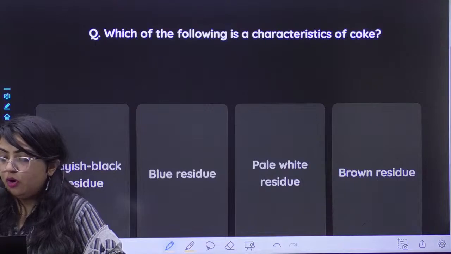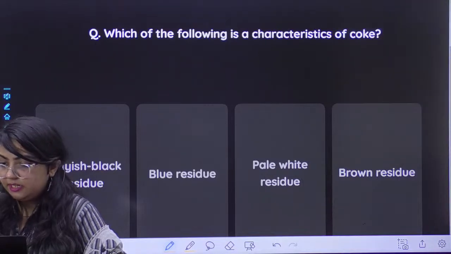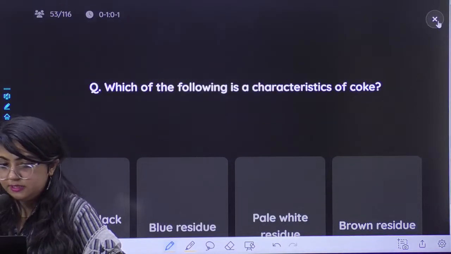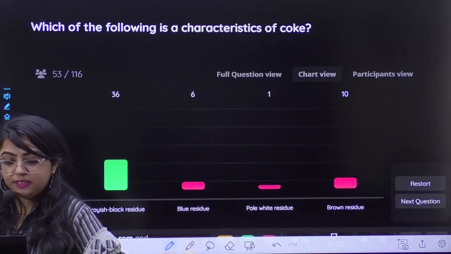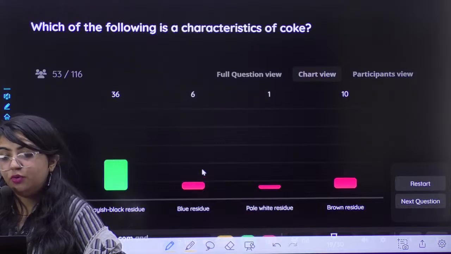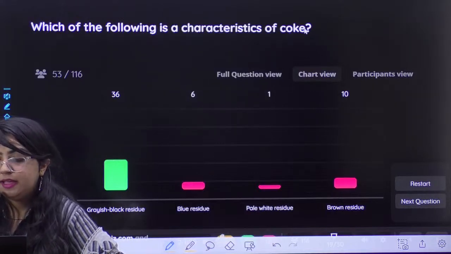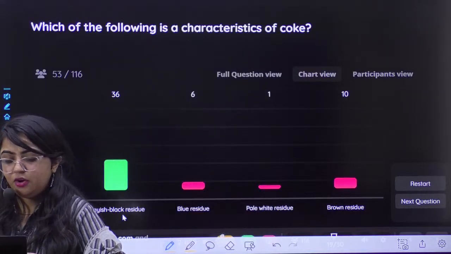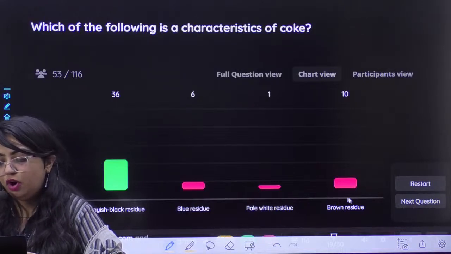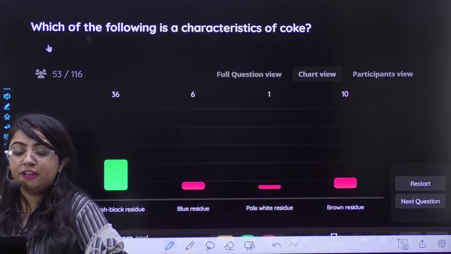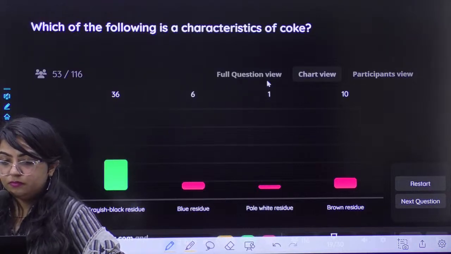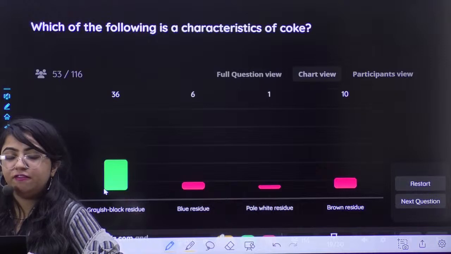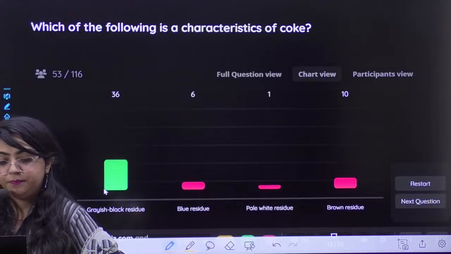Okay, I hope you all have answered this question. Let's check the correct answer for this. The correct option for this is grayish black residue. The coke so obtained is grayish black in color, not in blue, pale white or brown. The coke is always in grayish black color, or the residue so obtained will be in grayish black color.